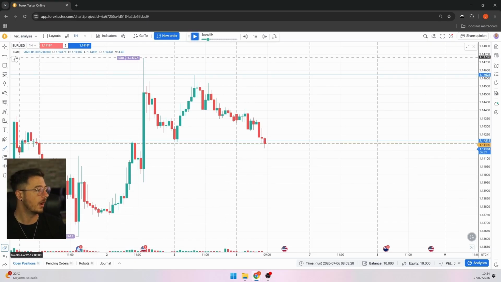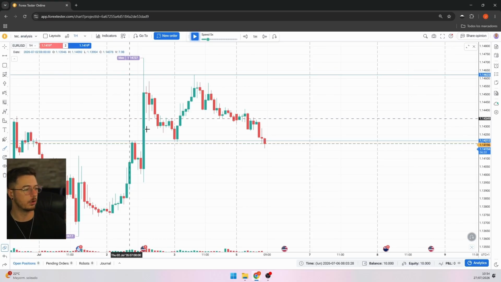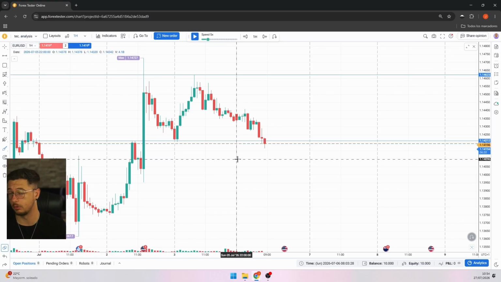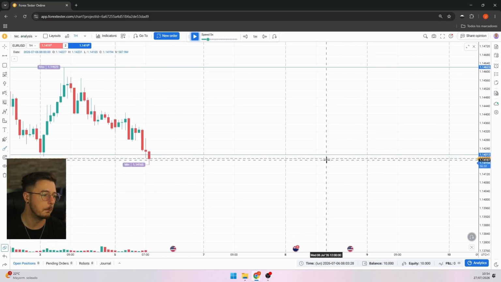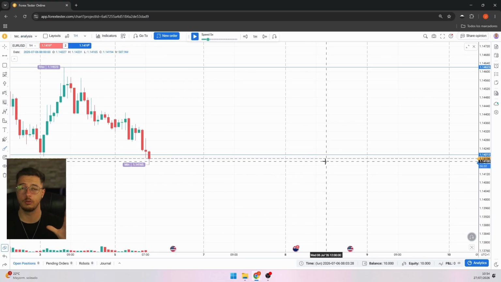So right now we are in the euro against the dollar in the 1 hour time frame. We don't need to change time frames or assets or anything like this to understand this. We do need to understand that different assets have different lot sizes, but you're going to understand this right in a minute, because the first thing we need to understand is that the price moves in pips. Okay, in pips, first in points and pips.